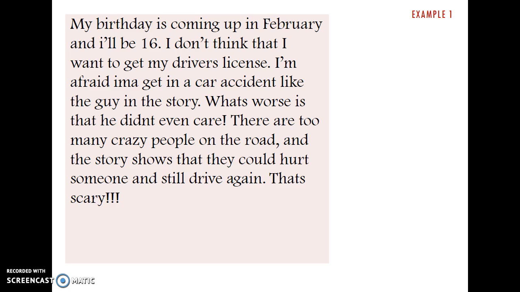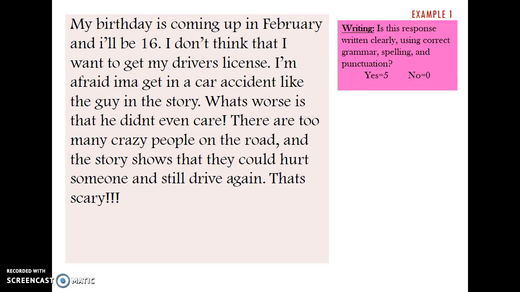Example 1. My birthday is coming up in February and I'll be 16. I don't think that I want to get my driver's license. I'm afraid I'm going to get in a car accident like the guy in the story. What's worse is that he didn't even care. There are too many crazy people on the road, and the story shows that they could hurt someone and still drive again. That's scary.